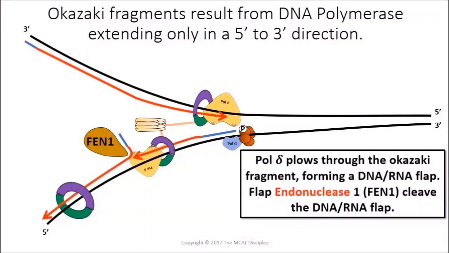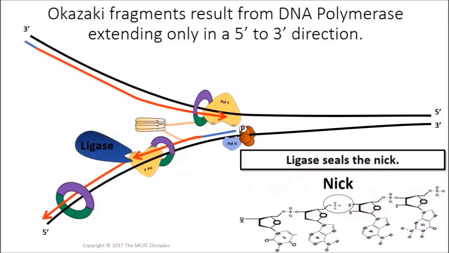What happens is, to remove the Okazaki fragments, Pol delta will actually plow through an Okazaki fragment. Alright, and it creates this flap here. And this flap is called a DNA RNA flap. And there's a protein called FEN1, flap endonuclease, that will cleave the DNA RNA flap. It'll actually just cleave the phosphate bond, the phosphate backbone of the DNA. And now you have a nick. And the nick looks like this. You have this phosphate group and this free OH group. This is a 5' phosphate, 3' OH.